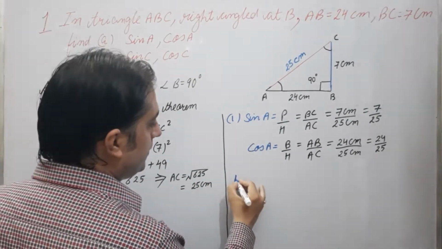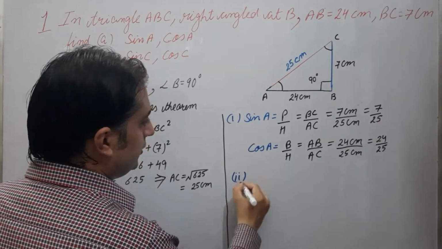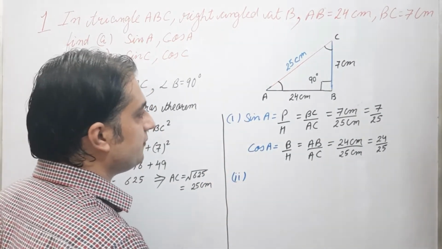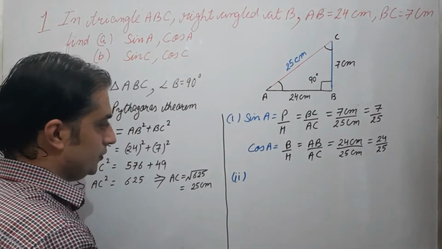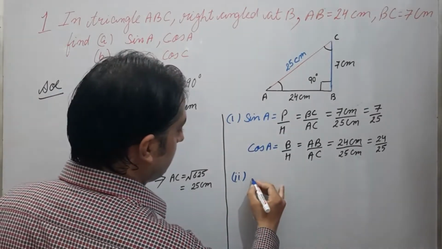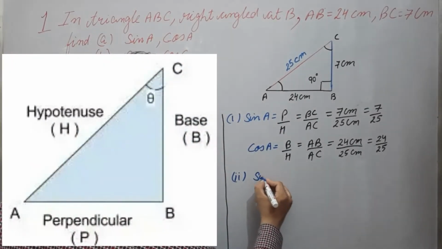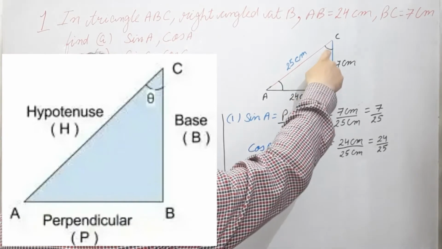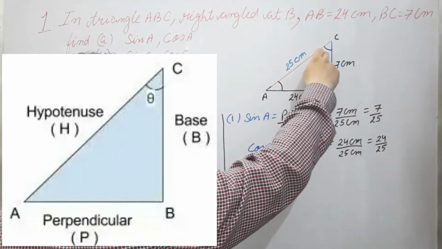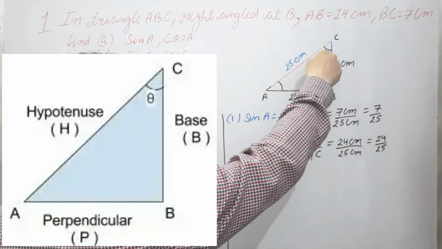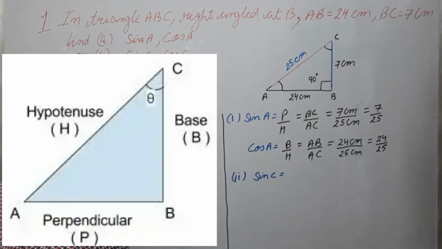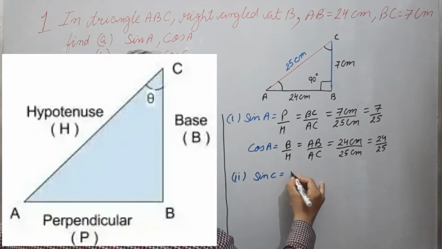Now look at the second part. The same T ratios are now defined for angle C. So, sine of angle C. Our angle of reference earlier was A. Now the angle of reference is C. Now look at this angle C, and the side opposite to C is AB. So again, sine is P by H.